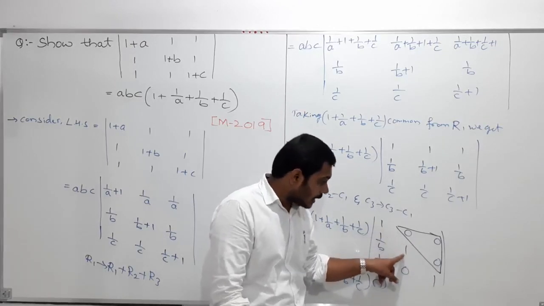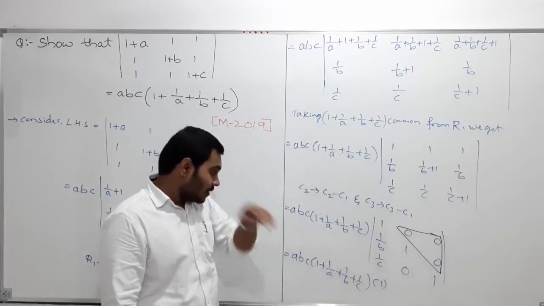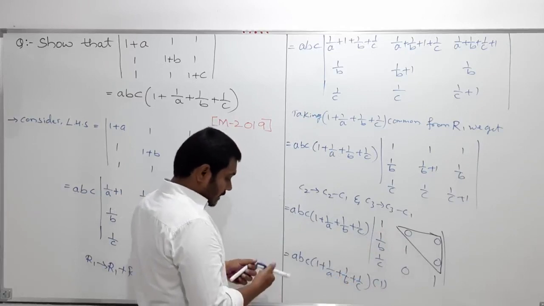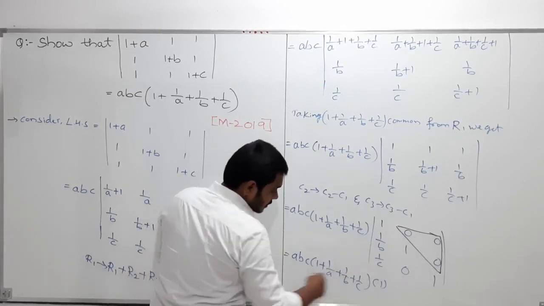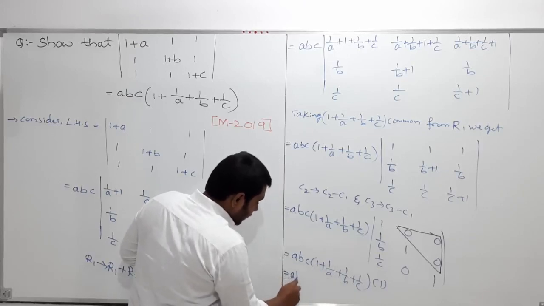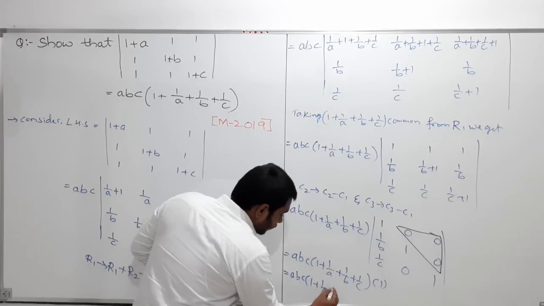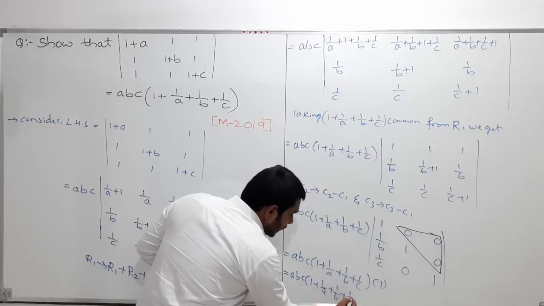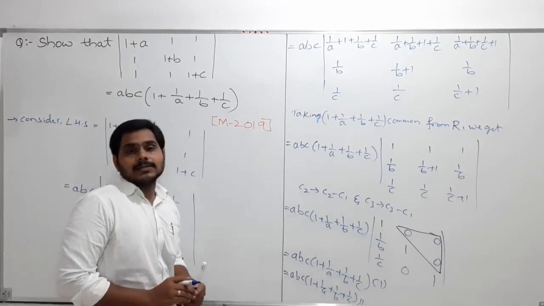So 1 into 1 into 1. So therefore I wrote here it is 1. 1 into this much is equal to, again you will get the answer, 1 into anything. This much is equal to, this is ABC. So here it is 1 plus 1 by A plus 1 by B plus 1 by C. This is what your required RHS.